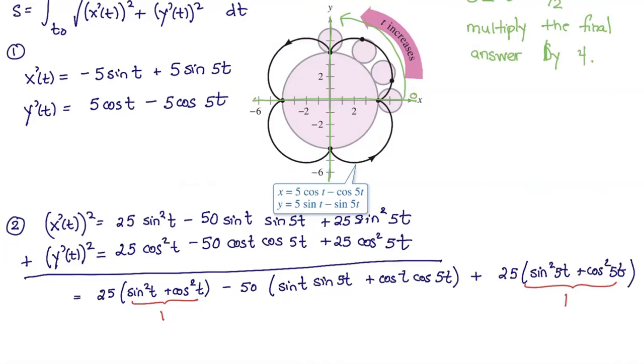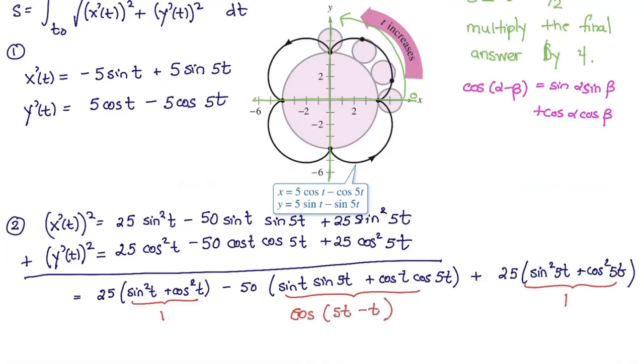What's probably harder to figure out is what to do with the sine of t sine of 5t plus cosine of t cosine of 5t. But if we recall our identity from pre-calculus, the cosine of alpha minus beta is going to equal sine alpha sine beta plus cosine alpha cosine beta. So we're going to recast this now as the difference of the two, and I'm going to take 5t to be the alpha in this case. And so this is going to end up becoming the cosine of 5t minus t.